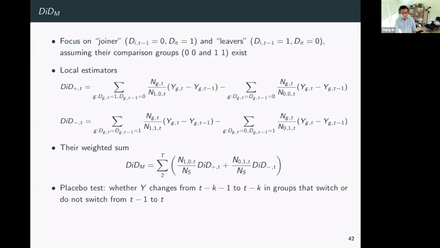They also propose a placebo test where Y changes from T minus K minus 1 to T minus K for the same group of joiners and leavers, and see whether the effects are close enough to 0.